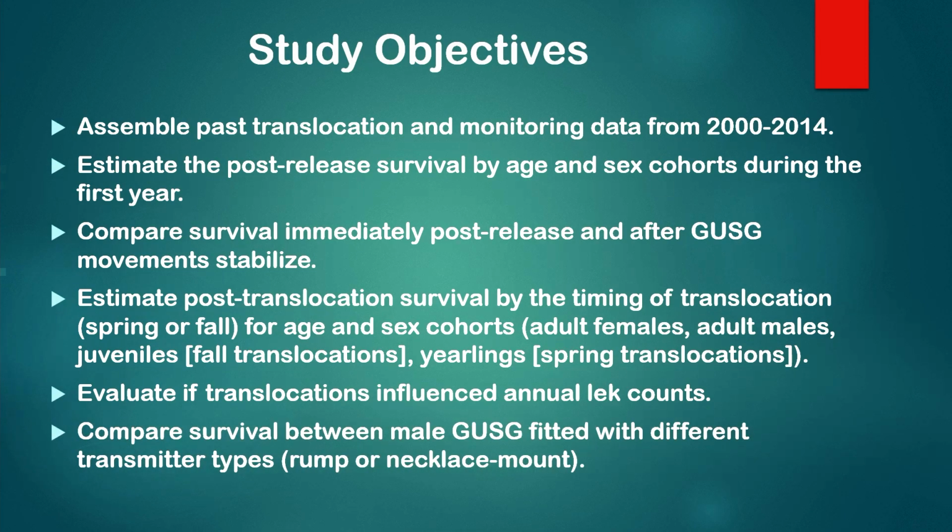And then last, we wanted to compare the survival between Gunnison sage-grouse fitted with different transmitter types, primarily rump mount and necklace. We've known from some work that Pete's done and others in the West, we're seeing some survival issues with birds that have been marked with rump or necklace mounts, especially the males. And we only focused on males in this one.